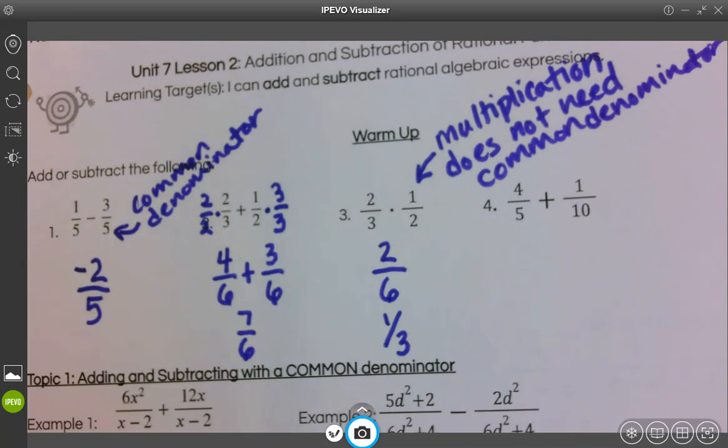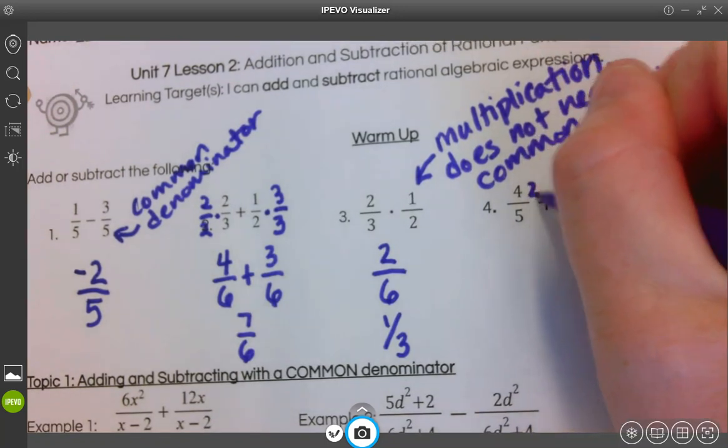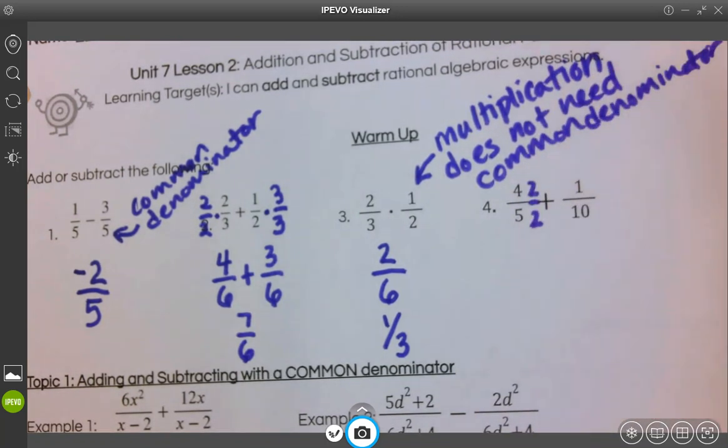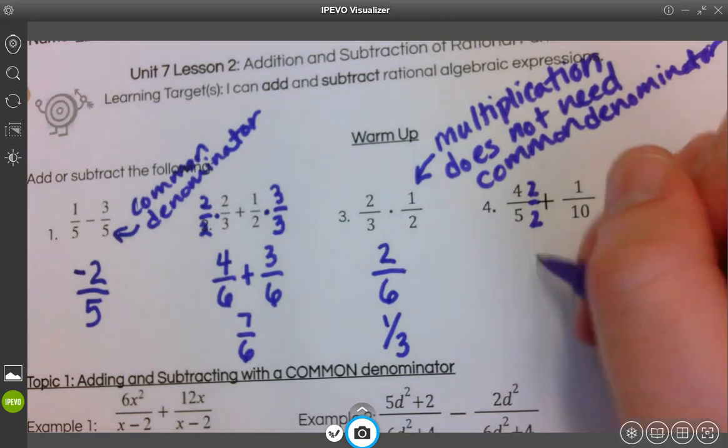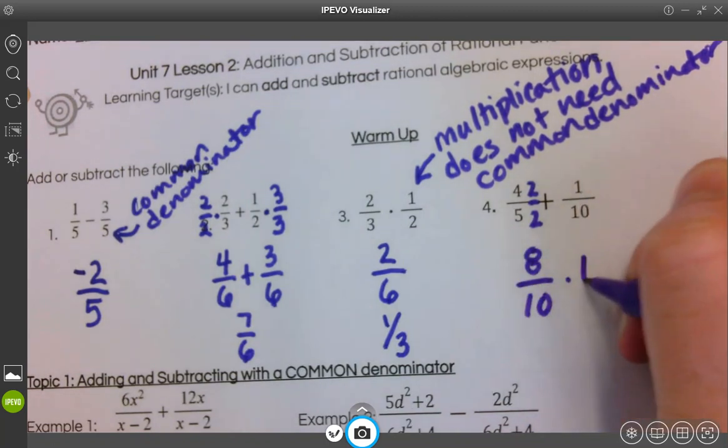Questions so far? All right, so Precious, how did you do number 4? I times both by 2. So 2 over 2, and that gave you what fraction here? 8 over 10. Good. All right, so Precious got a common denominator of 10. And your final answer? 9 over 10. Yeah.